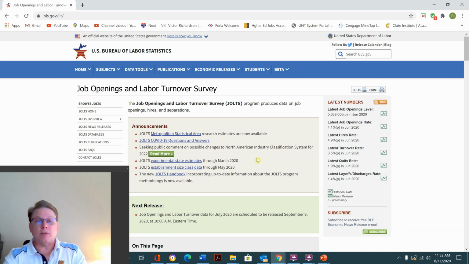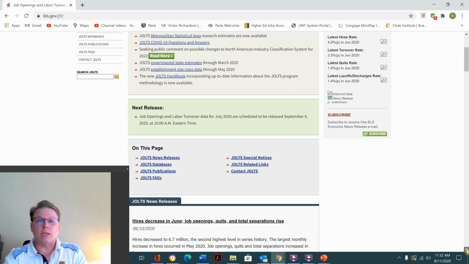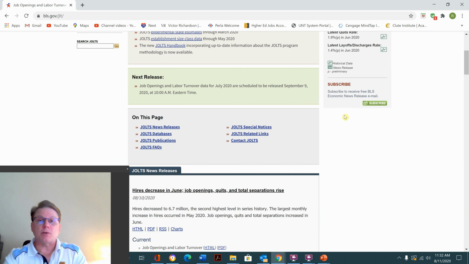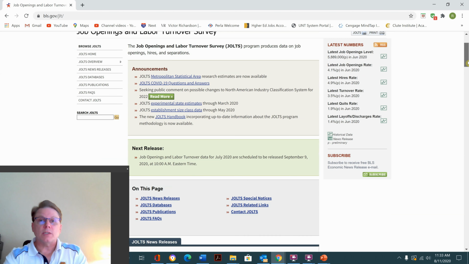Because voluntarily leaving your job means that you probably think that you can find another job fairly easily, or you already have one, which would be the best way of doing it. Of course, if it's involuntary, then it also gives an indicator of how many companies are laying off people. Okay, so job openings and turnover in July, scheduled to be released September 9th. So we should have had one that just came out not too long ago.